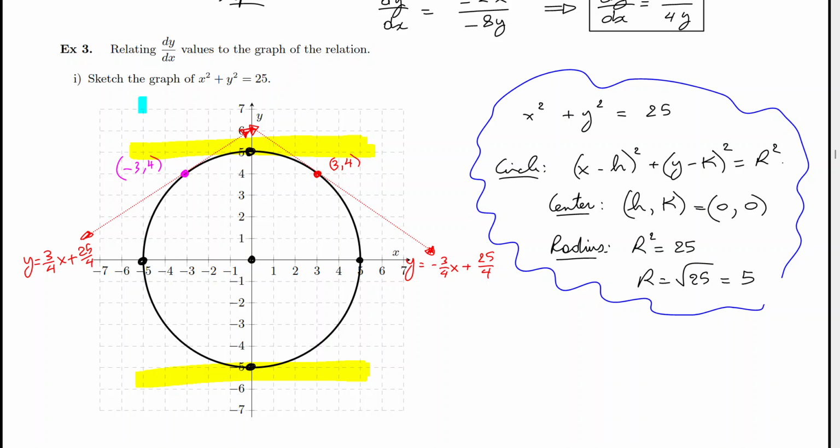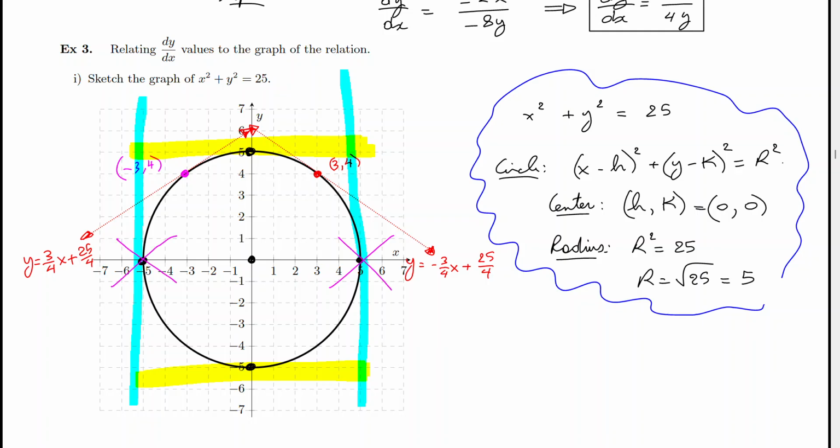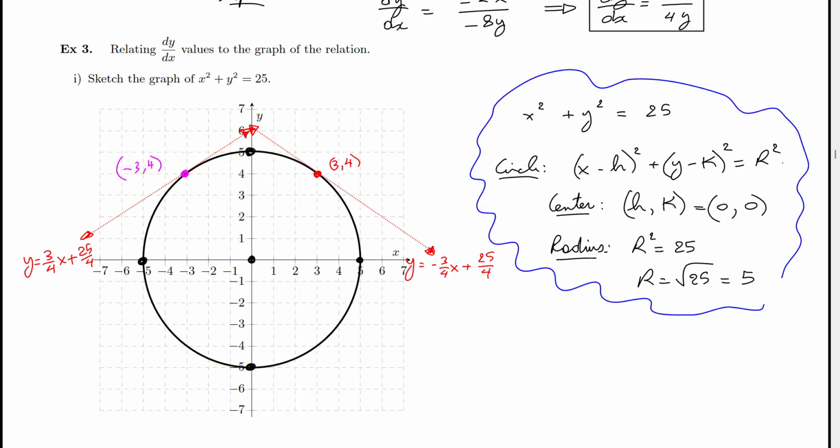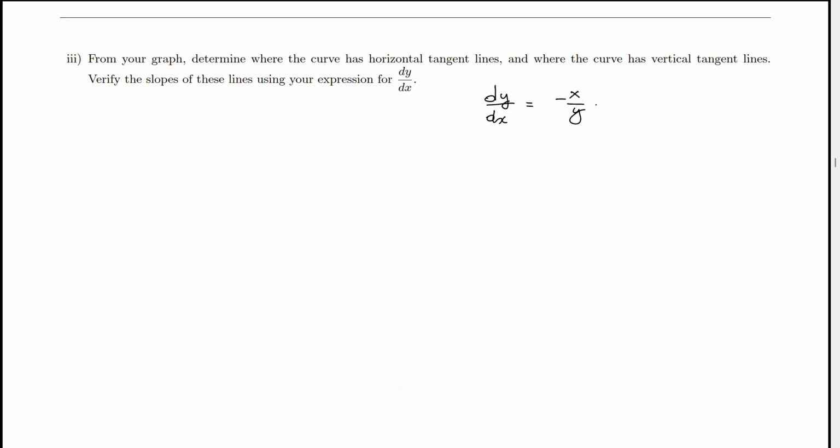And there's also two locations, one on the left and one on the right, where the tangent line, if I were to draw it, would be vertical. And these are the locations that probably are 5, 0 and negative 5, 0. These are probably the numbers there. They want me to find them analytically, meaning use the expression that I just created to find what these points are. And we can see from the graph there's going to be a lot of 5s, but they want me to confirm this using the derivative. And remember, the derivative is just negative x over y.